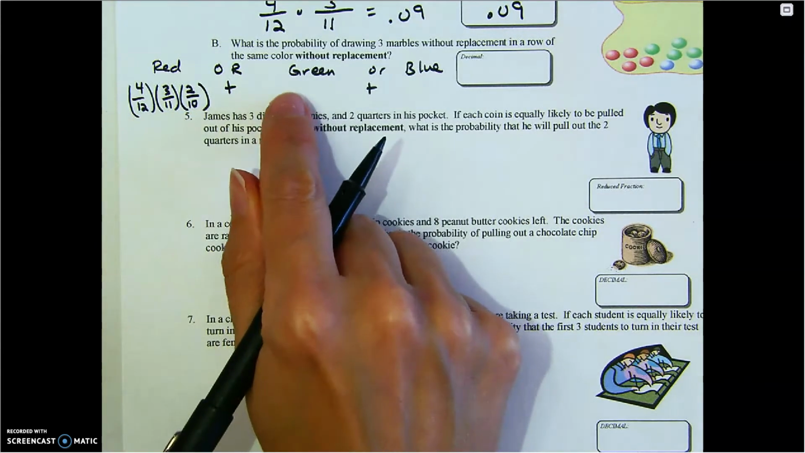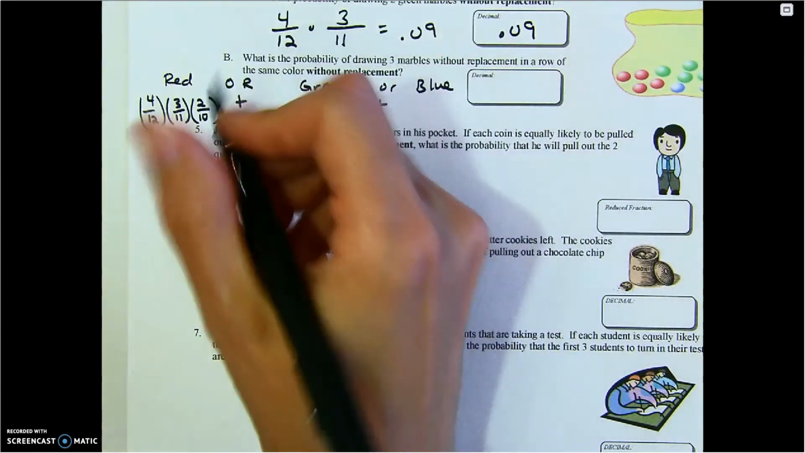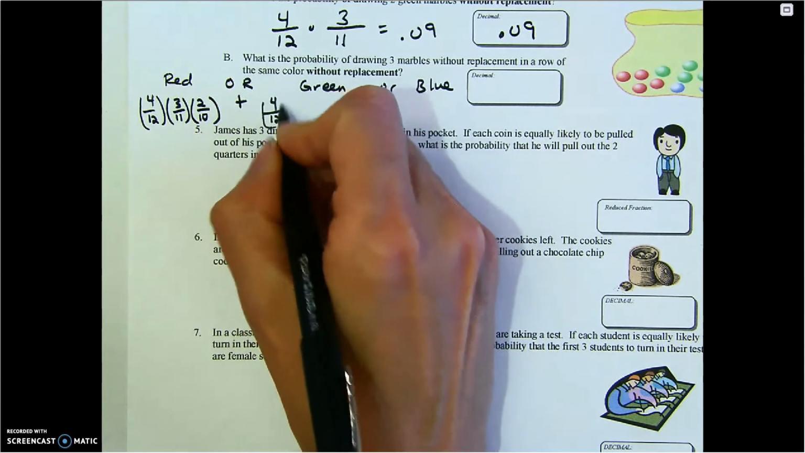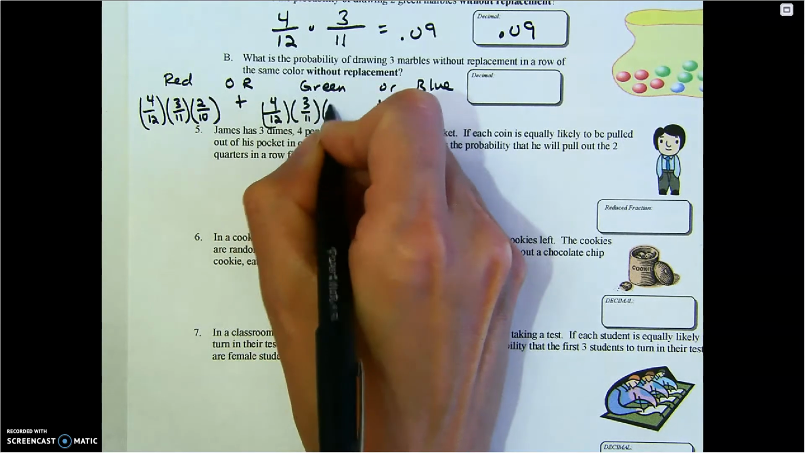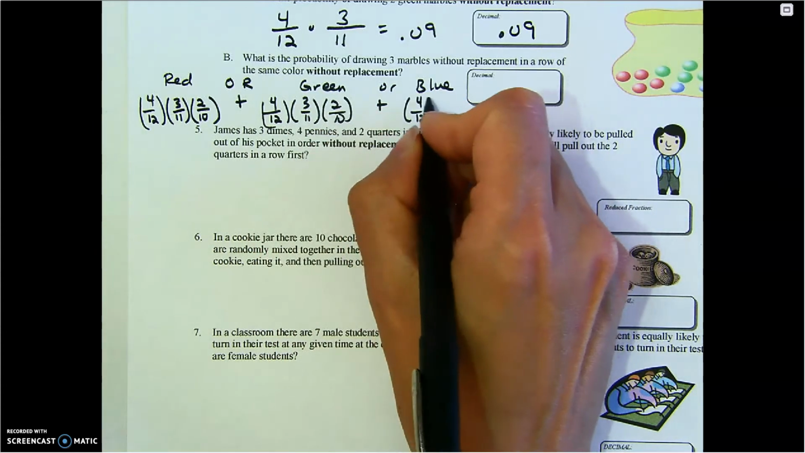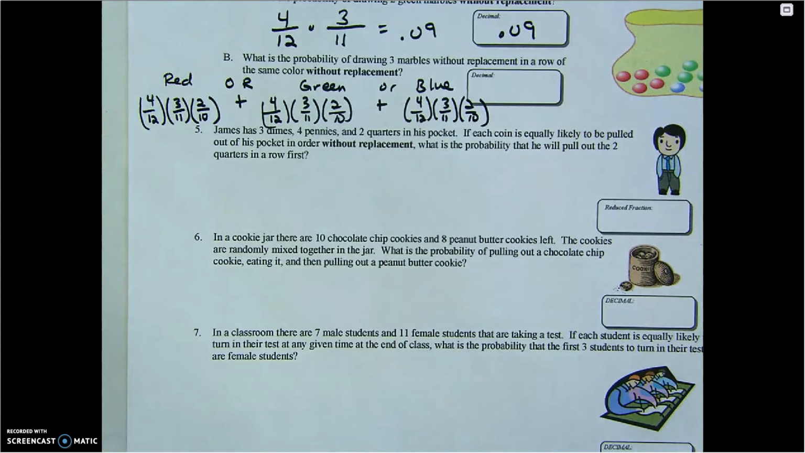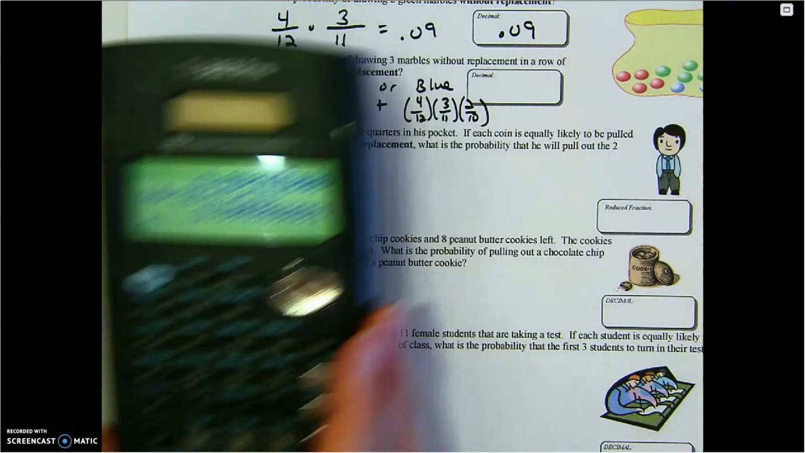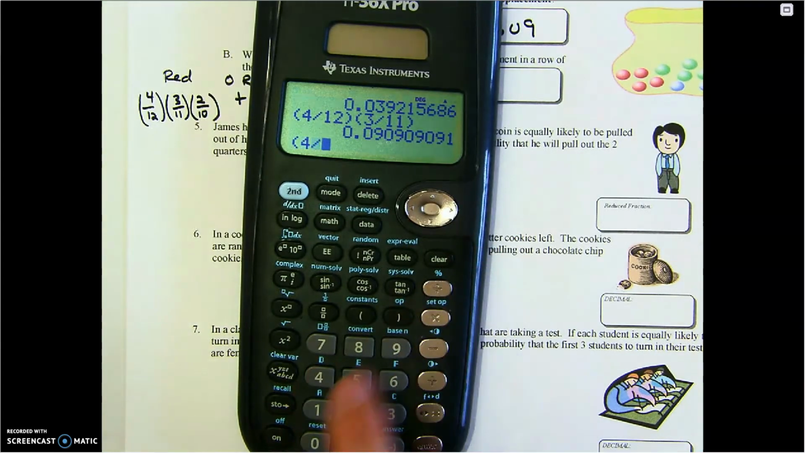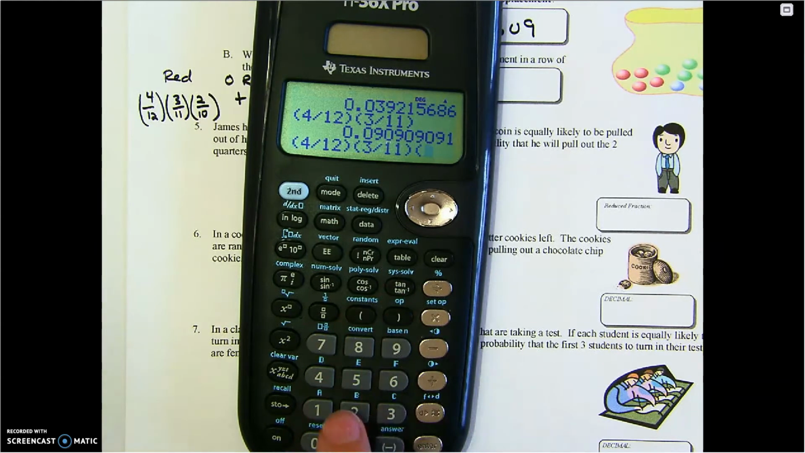Or we could have 3 greens. Luckily, it's the same numbers, right? 4, 4, 4. So these fractions are pretty repetitive. We have a 4 in 12 shot, 3 in 11, 2 in 10. Same for blue: 4 in 12, 3 in 11, 2 in 10. All right, so let me grab the old calculator to figure out what this decimal is. We have 4 twelfths times 3 elevenths times 2 tenths. So that's getting 3 in a row of the same color without replacement.